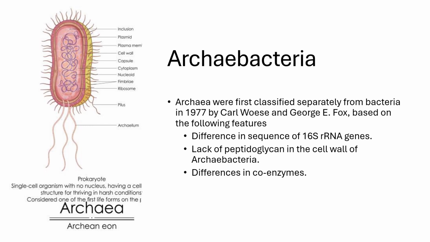So what is Archaebacteria? Archaebacteria were first classified separately from bacteria or other prokaryotes. There was a classification that distinguished Archaebacteria from Eubacteria in 1977 by Carl Woese and George E. Fox based on the following features. The eubacteria and the archaebacteria differed in the sequence of 16S rRNA genes, which is the most important point in this.